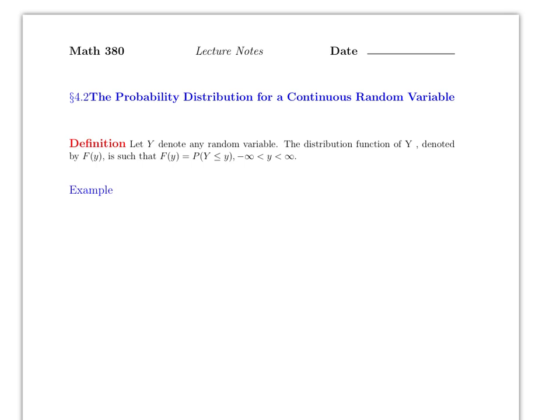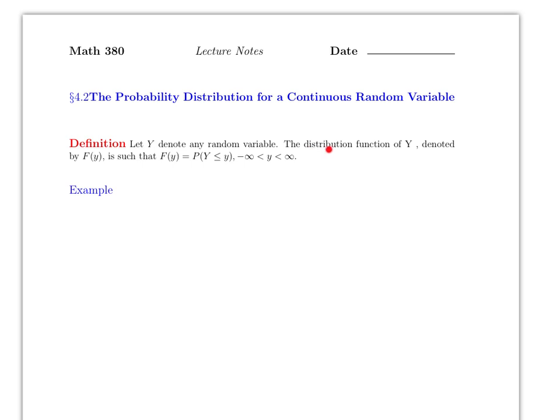So let's start with the following definition. Let Y be any random variable. The distribution function of Y, denoted by capital F of y, is such that F of y is equal to the probability that capital Y is less than or equal to y. Notice that at this point we still haven't stated that this is continuous. So this is true in general, whether the random variable is discrete or continuous.